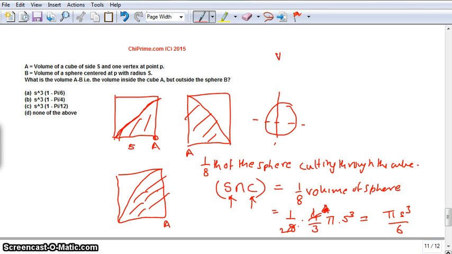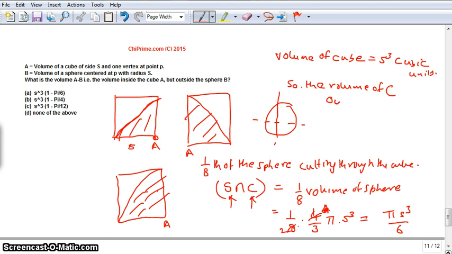We know the volume of the cube of side S is S cubed cubic units. So the volume that remains, the volume of the cube outside the sphere, is equal to S cubed minus pi S cubed over 6, or S cubed times 1 minus pi over 6. That's the volume we want, and that is option A.